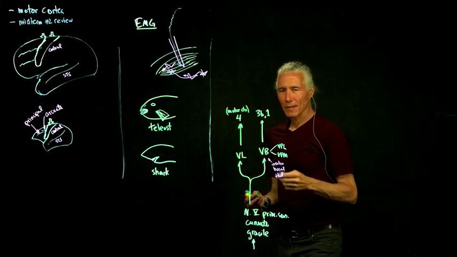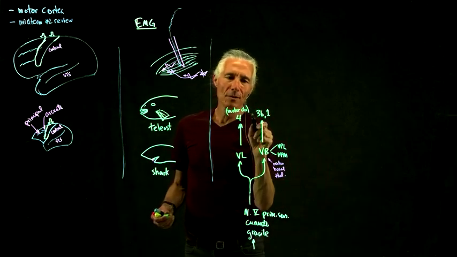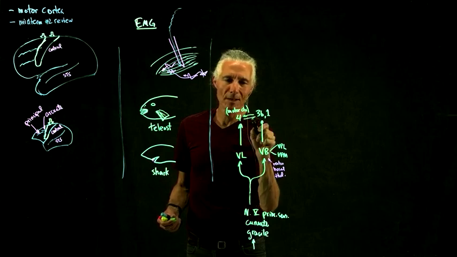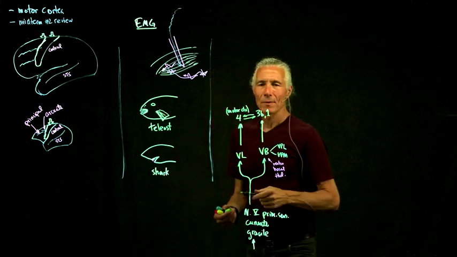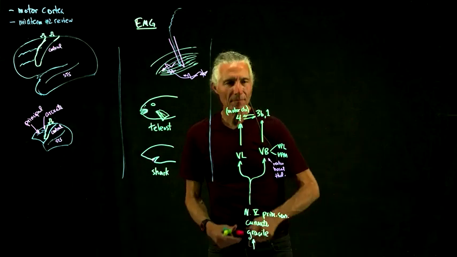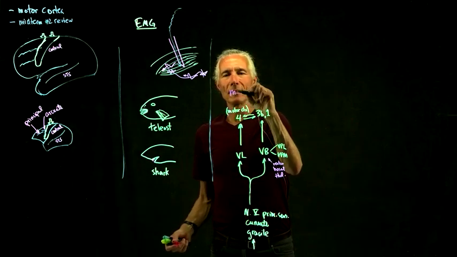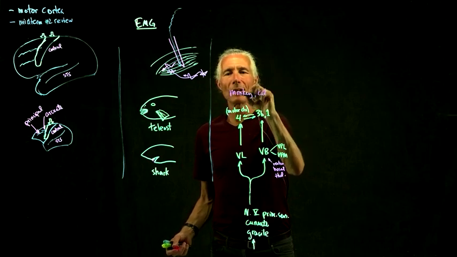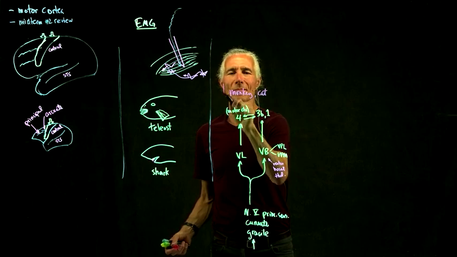So these guys project back to each other. The somatosensory cortex projects to motor cortex, and motor cortex projects to somatosensory cortex, but they're separate. That's the situation in a monkey, a cat. It's even the situation in an opossum, which predates mice.